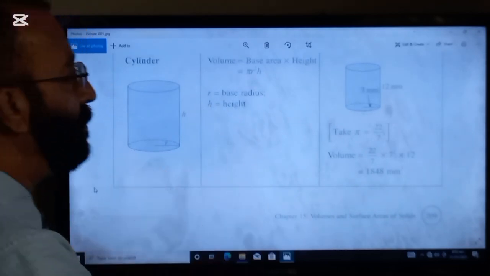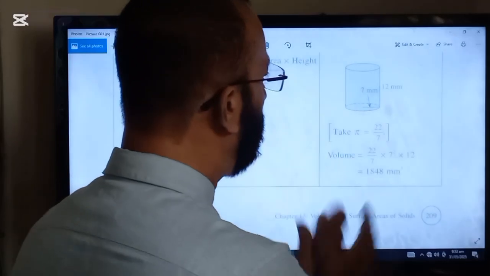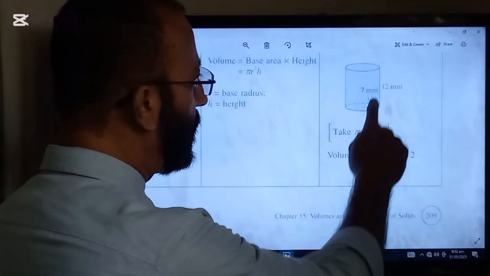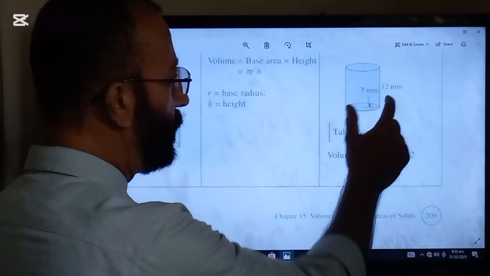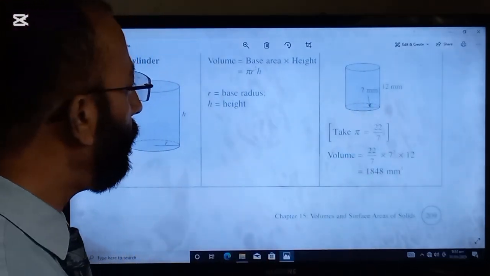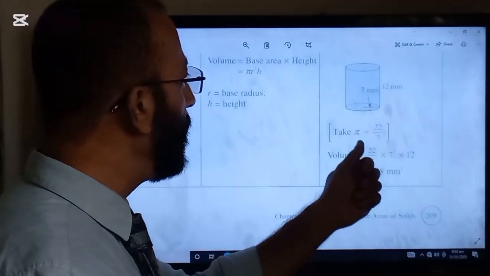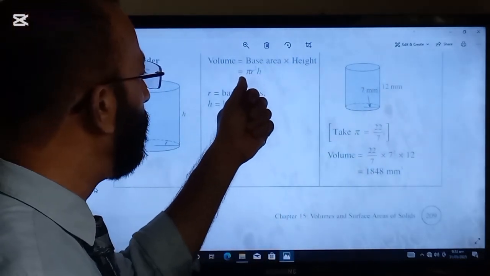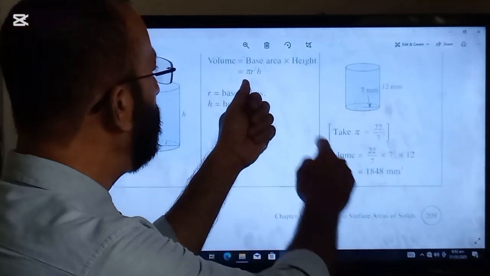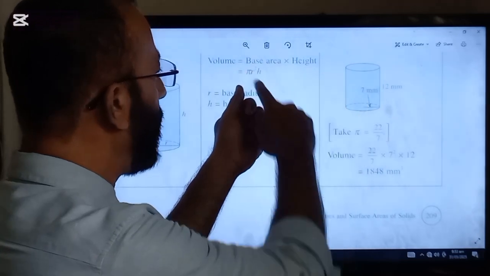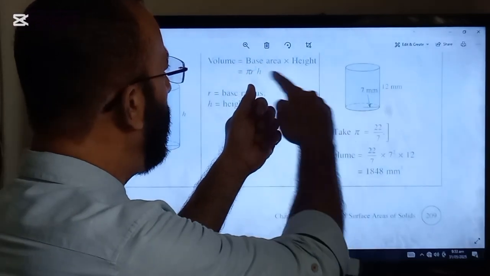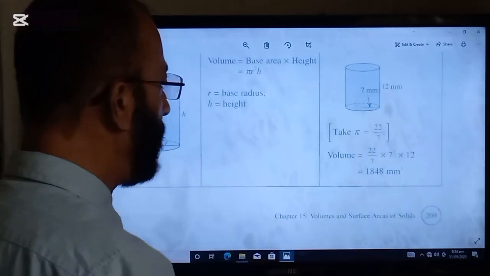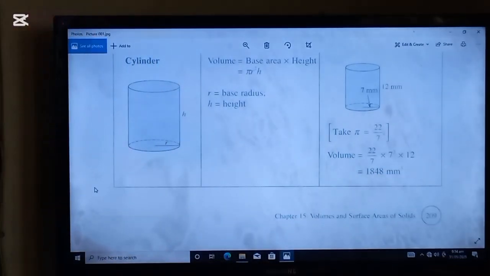Now this concept will be cleared with the help of an example. We are given a cylinder whose radius and height are given. Units should be the same. Pi's value is 22 by 7. We will put these values into the formula: pi r square h. So pi's value is 22 by 7, r's value is 7, so 7 square, and h is 12. Put these values into the formula, solve it on the calculator, and you will get the answer.